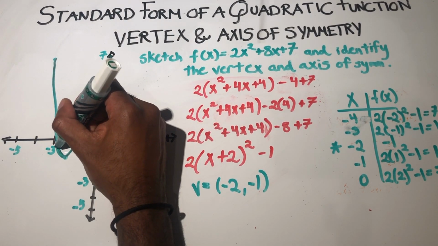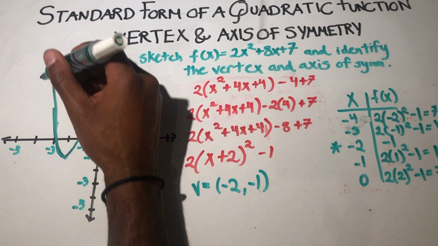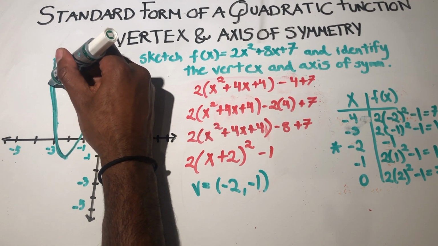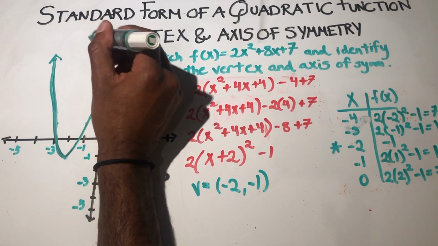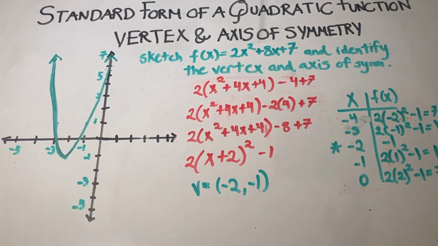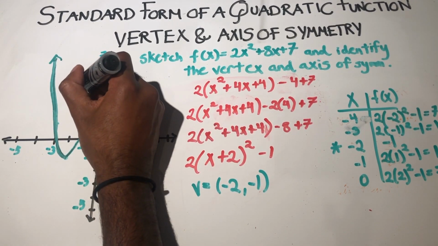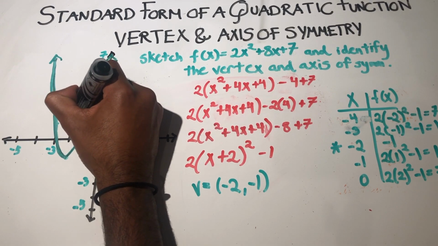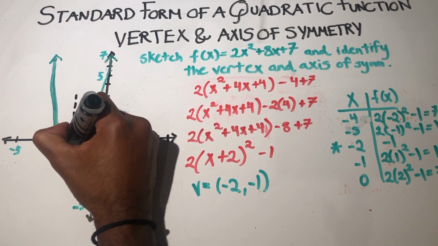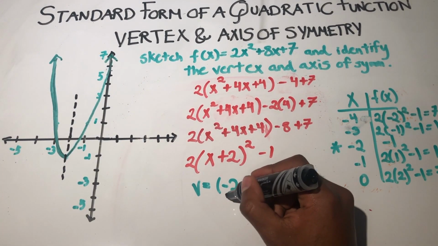Sorry again, it's a little bit sloppy, but you can see what I'm doing here. Of course, this is going to go on forever. And there we have our positive parabola. The axis of symmetry occurs right through the vertex, and the vertex is at x equals -2, which is right here.